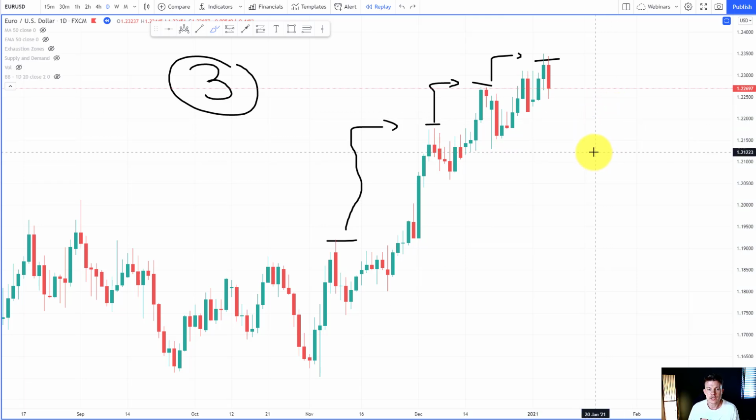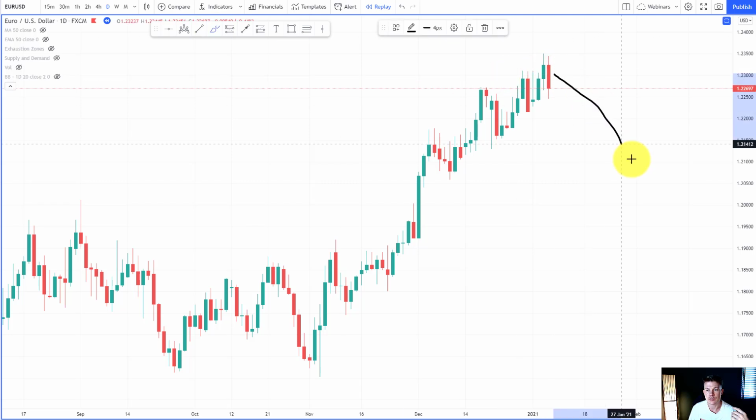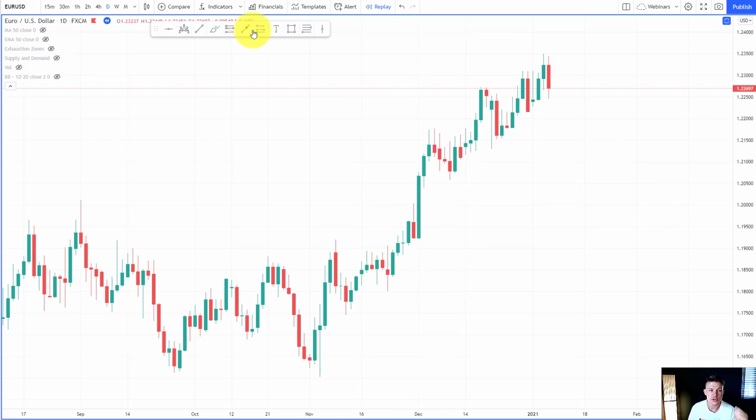So this can mean 2 things. First, if you're in a long trade, it is maybe time to look for an exit now. And if you are looking for new trending opportunities, now it may be a good idea to start looking for shorts. And this is exactly how we're going to use that.